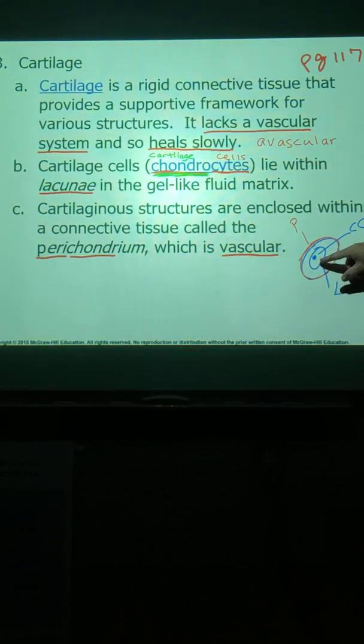So that's where the blood vessels would be here. It doesn't penetrate and go to the cartilage. However, remember, this is microscopic, so this is extremely small. So these are so close to one another that by diffusion, nutrients here will diffuse into the actual cartilage cell itself.